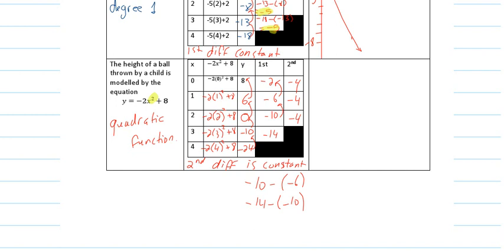Now if I'm going to graph this, I'm going to go up maybe 10 here, negative 10, negative 20, just so I can fit some points. 0, I have 8, so it's about here. 1, I have 6, so it's about here. 2, I have 0. 3, I have negative 10. 4, I have negative 24.